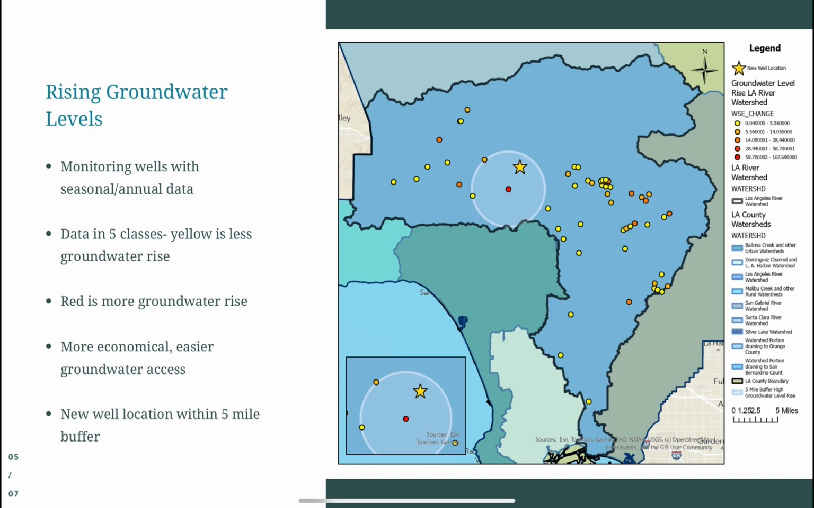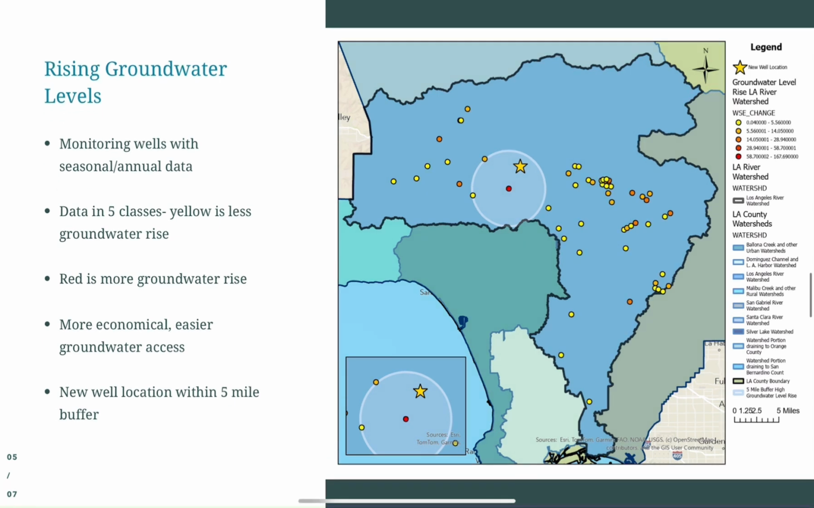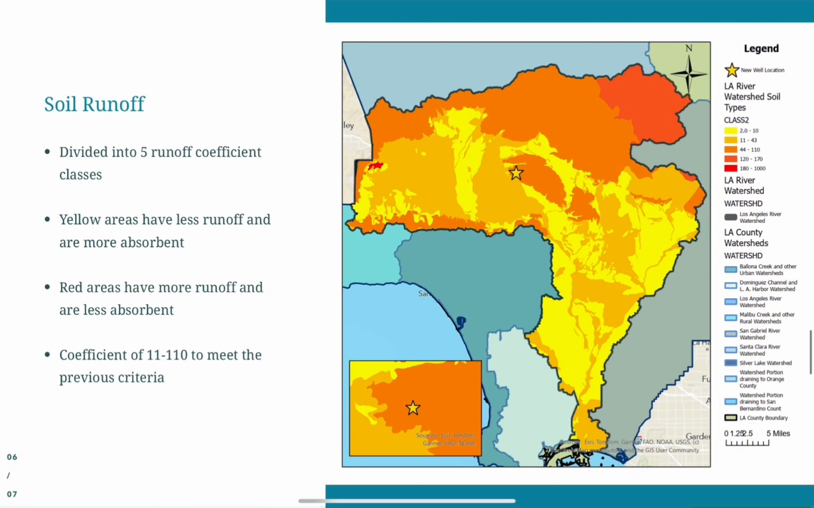rise in groundwater, which is very good because it's more economical, it's less digging, less time, money, resources, and it's also easier groundwater access for those technicians out there that will be doing the sampling. Moreover, the new well location should be within the 5 mile buffer placed, so anywhere within that 5 mile range is good, so that it's close enough to also have the benefit of the higher groundwater levels.